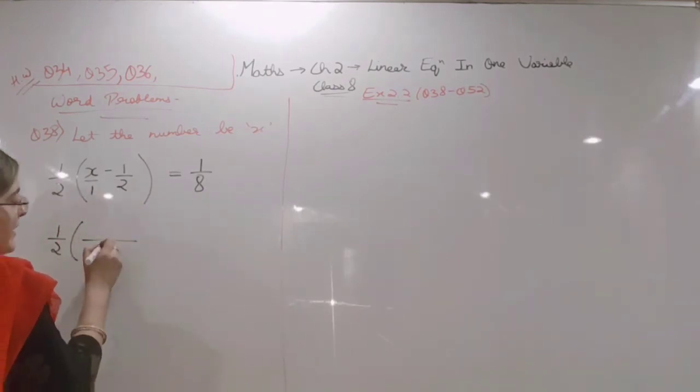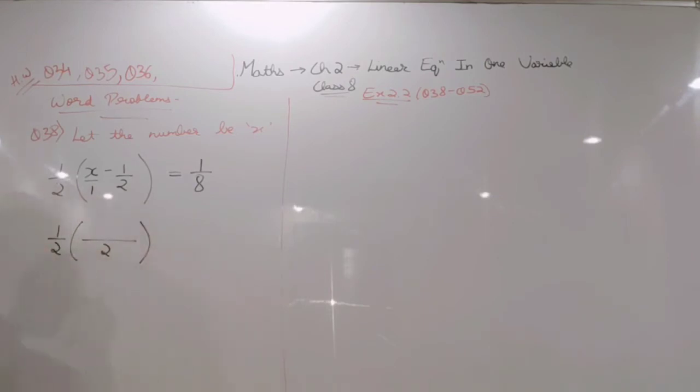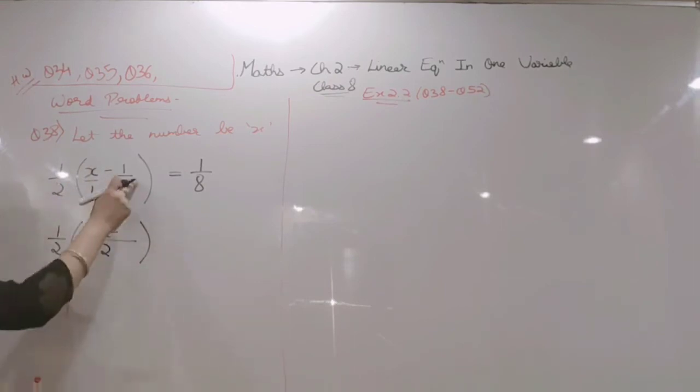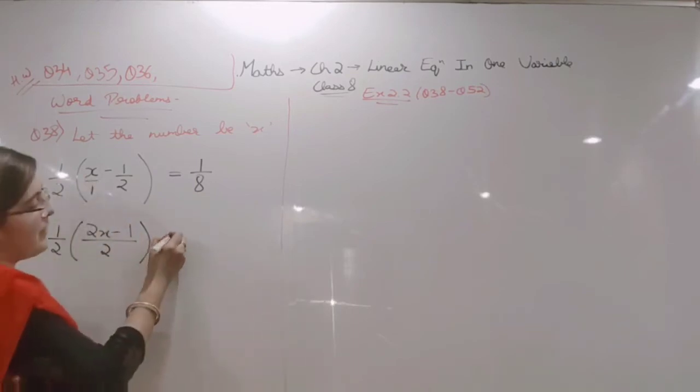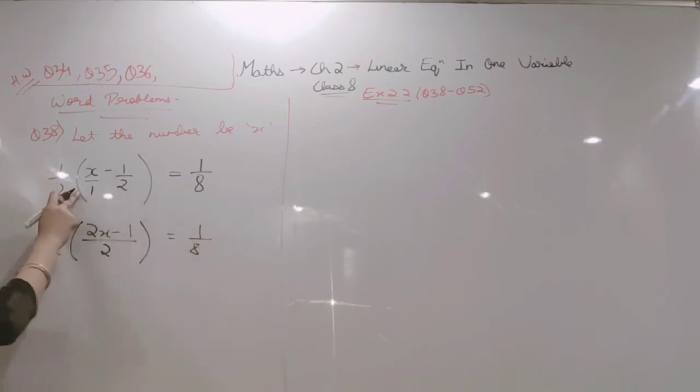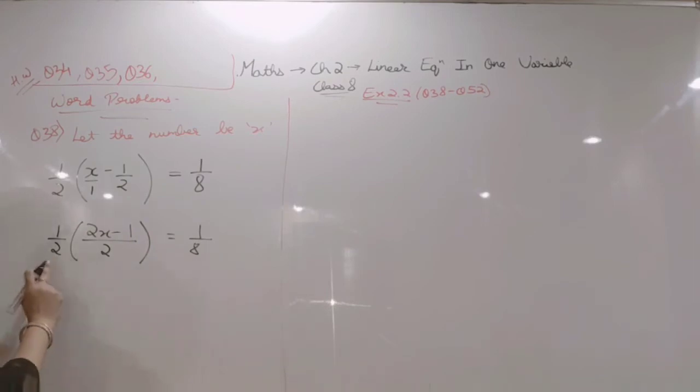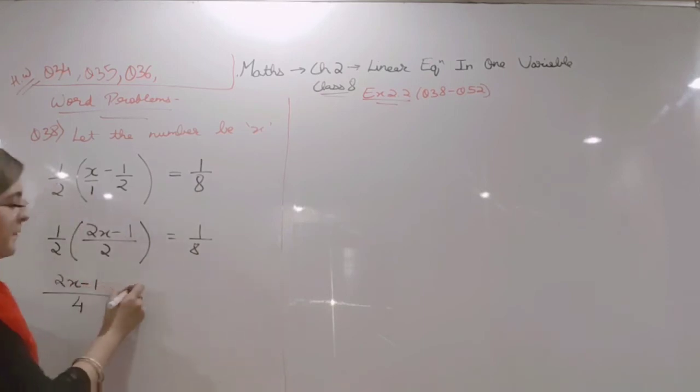What will be our LCM? The LCM of 1 and 2 will be 2. Now 2 divided by 1 will be 2. 2 into x, 2x, minus 2 divided by 2, 1, 1 into 1, 1. The LCM is divided by the denominator and the result is multiplied by the numerator. Now, how do we multiply rational numbers? Numerator into numerator and denominator into denominator. 1 into 2x minus 1 is 2x minus 1. 2 into 2 is 4.